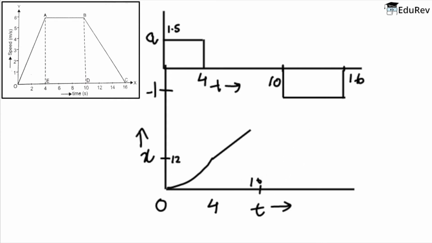And then after that, from time t equal to 10 till time t equal to 16, we have a constant deceleration or constant retardation, and also we calculated the total distance traveled would be 48. Beyond that, the x-t graph would again be a parabola, but it would attain a maximum value, which was 66 meters.